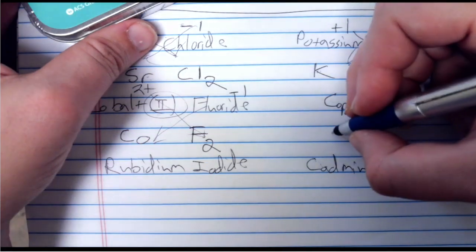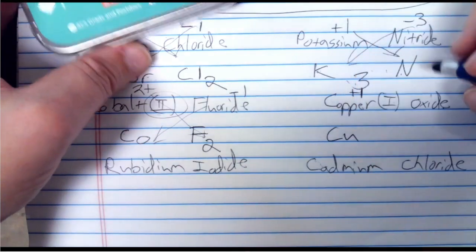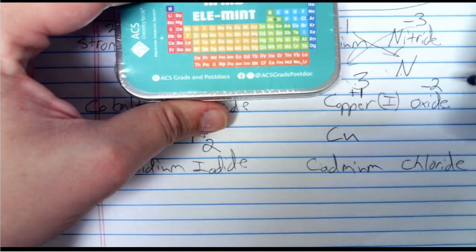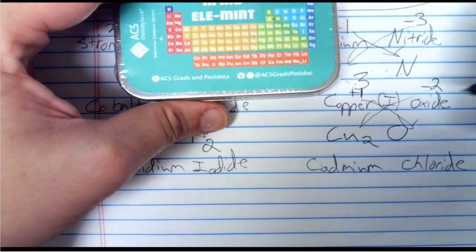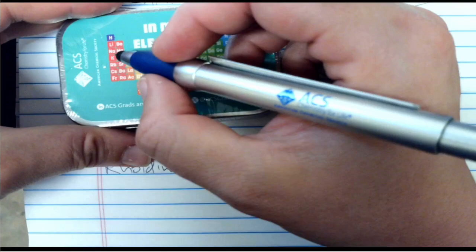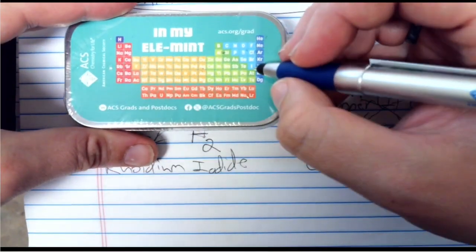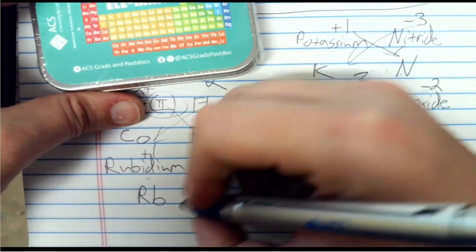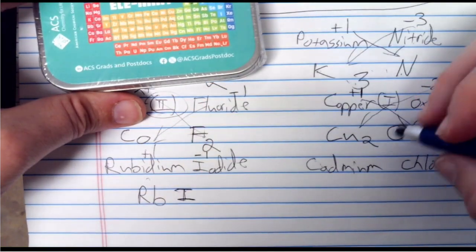Copper 1 oxide. Again, transition metal, but it told us it was +1. Oxygen right here moves 1, 2 over. Crossing it down, you have Cu2O. Rubidium, Rb, group 1, +1. Iodine, group 7, -1. So RbI. Rubidium iodide.